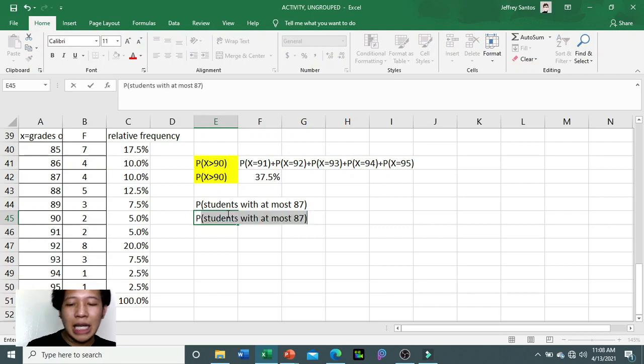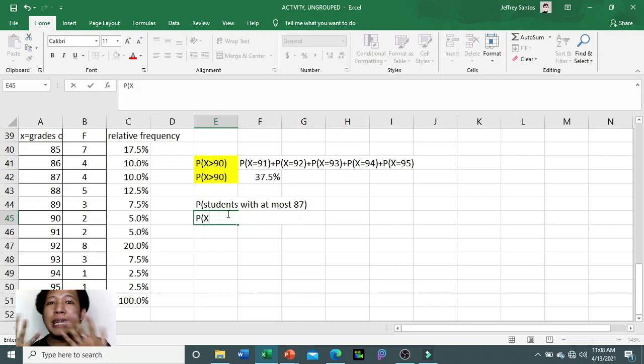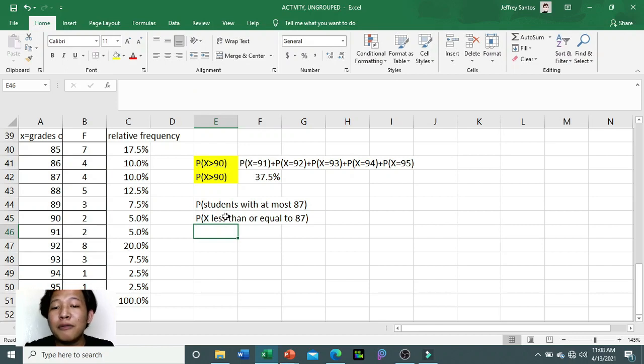That is the probability of, what? The probability of at most eh. 'Di ba? Kapag sinabi nating at least, let's say for example, at least 5. Pag at least 5, 5 pataas, 'di ba? So pag sinabi nating at most, that would be from a certain value pababa. So ibig sabihin x is less than or equal to 87. Okay? So we are looking for this probability. The probability x is less than or equal to 87.